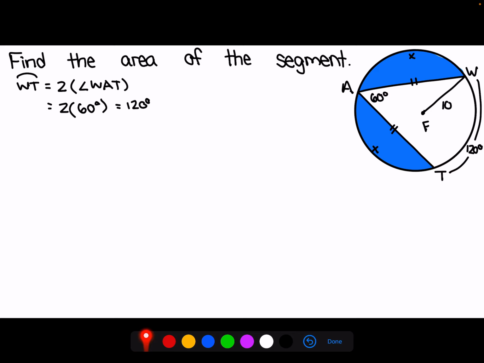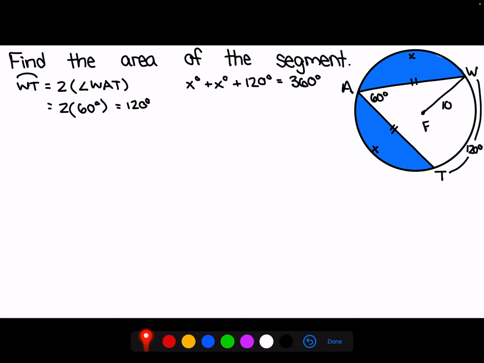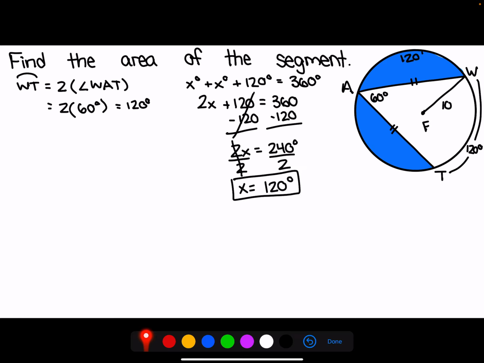Now, I also labeled arc WA and arc TA as X, because again, they're congruent to each other, so I should be able to solve for those arcs. The way that I can solve for them is that I have 120 plus X, and that will be equal to the full amount of degrees in a circle, 360 degrees. Solving for X here, I get 2X equals 240. And dividing both sides by 2, we get X is equal to 120.